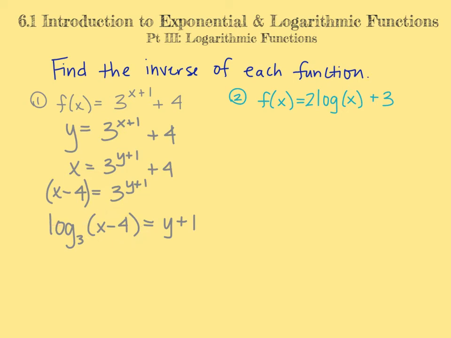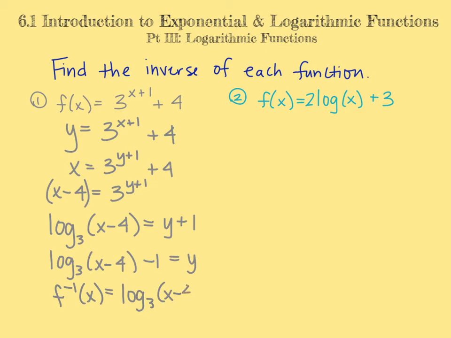Now I want to solve for y, so we simply subtract 1. So we have log base 3 of x minus 4, and then a minus 1. The minus 1 is separate. We can't combine this minus 4 and this minus 1 because this one's inside the log, whereas this minus 1's not. So I'm going to simply rewrite, instead of y equals, we'll rewrite it as f inverse of x equals log base 3 of x minus 4 and then minus 1. So that is the inverse function.